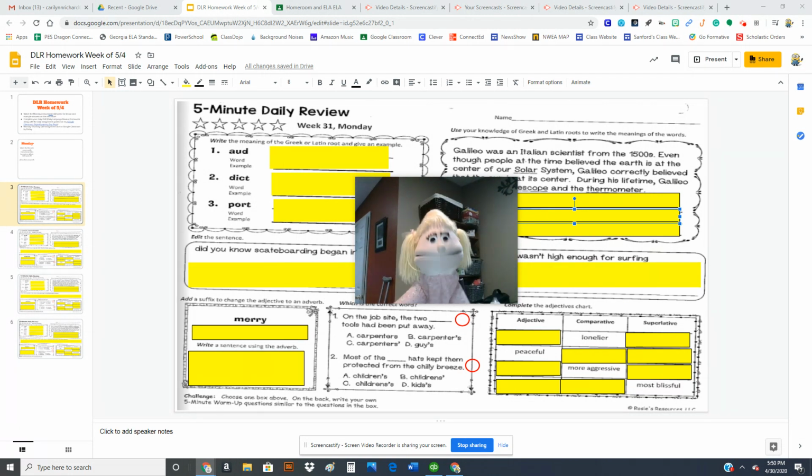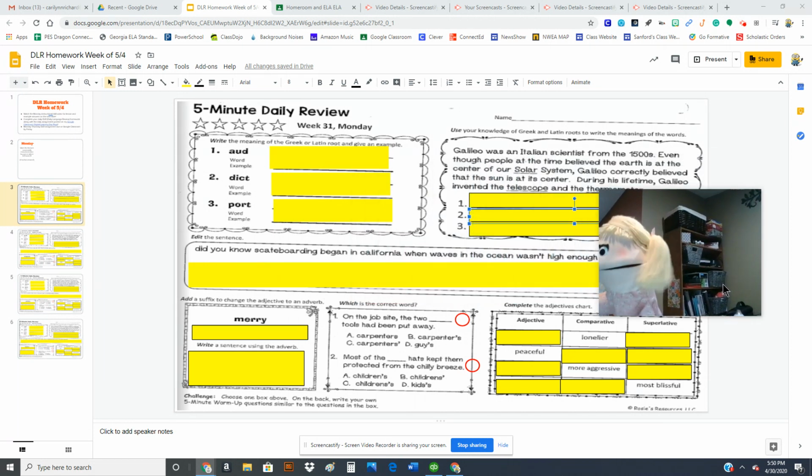All right, anyway, moving on, we're going to be doing Monday's DLR. I'm going to give you an example for each section so you know how to do your homework for the entire week. I'm going to move my puppet face over here so you can see.